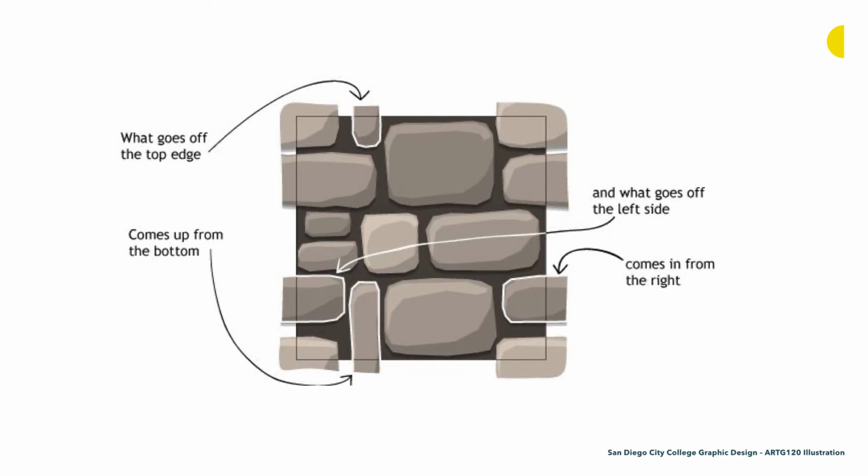So this is a really good example of this. What's going off of the top of the edge here at the very top of this image is actually going to be entering from the bottom as well. And we can also look over here at the right or the left. What's going off on the left side is going to be coming in from the right side.